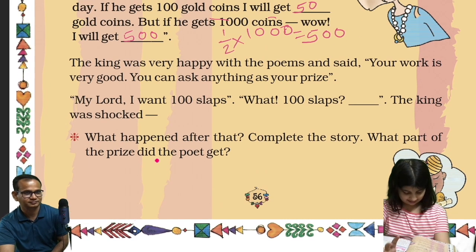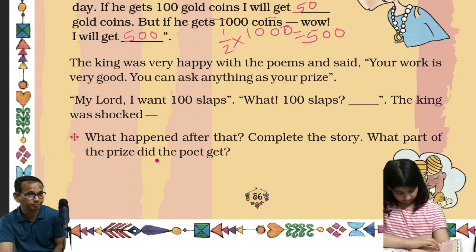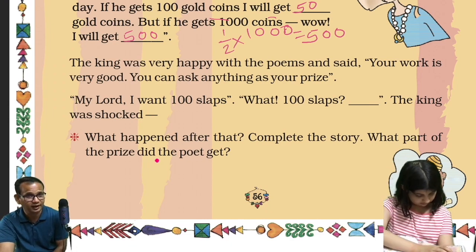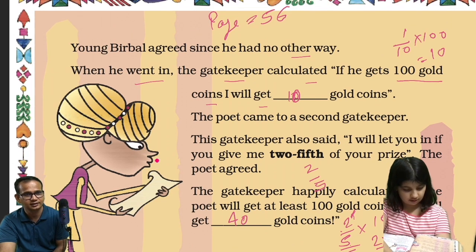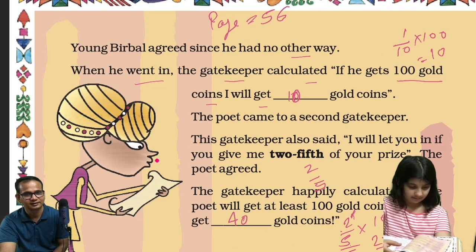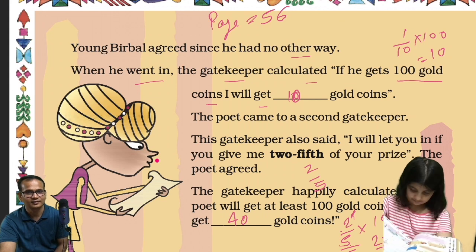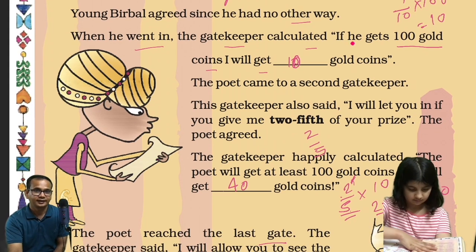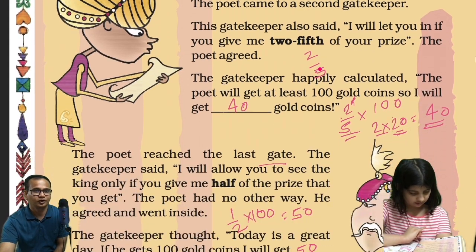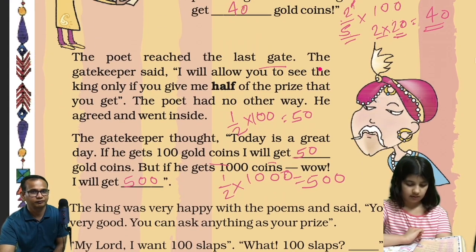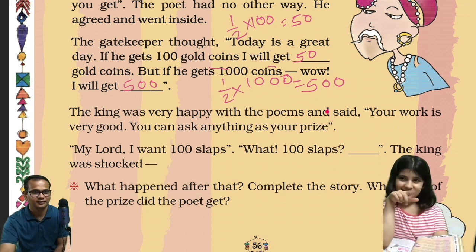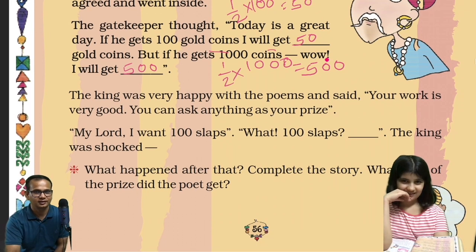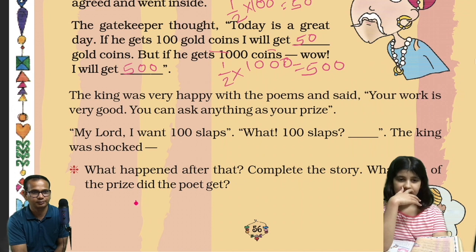Tell me, Avisha. 20. The poet got 20? No, the poet did not get 20. Look, Avisha, the first one got 10, the second one got 40, and the third one got 50. So how much is the total? See, Avisha, how much will the first gatekeeper get? How much will the first gatekeeper get?